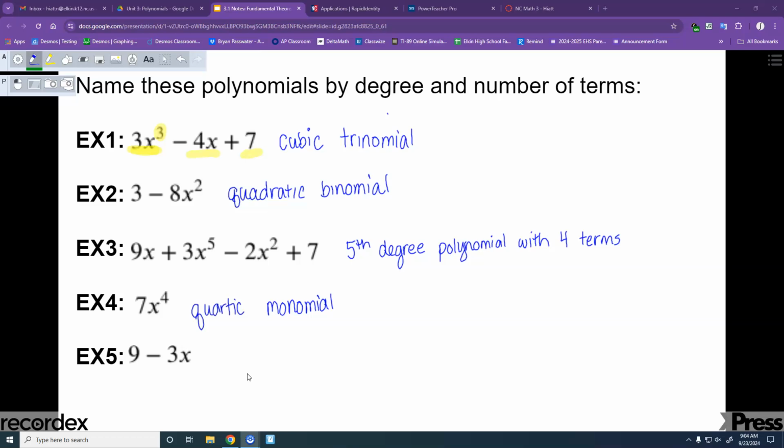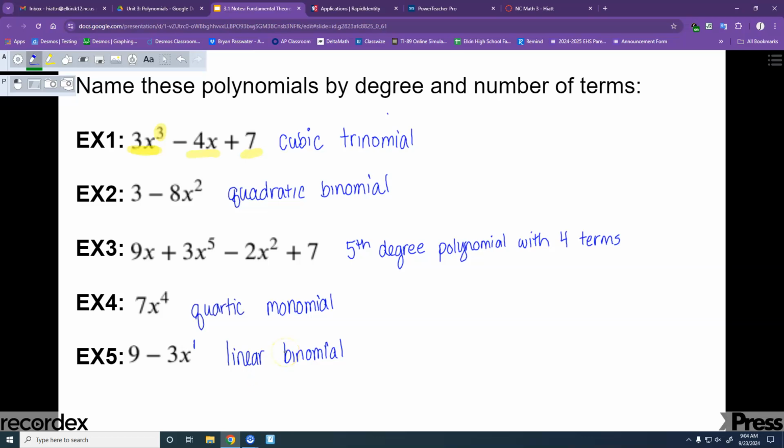Angel, what have you got for the last one? Nothing. All right, what do you think? How many terms? 2, so that makes it what? Binomial. What's its degree? It is linear. Good. Okay, it is linear because you have a degree of 1, but I don't see an exponent of 1 anywhere. Where is it? The x has an invisible 1 with it. If something does not have an exponent, it has an invisible 1.